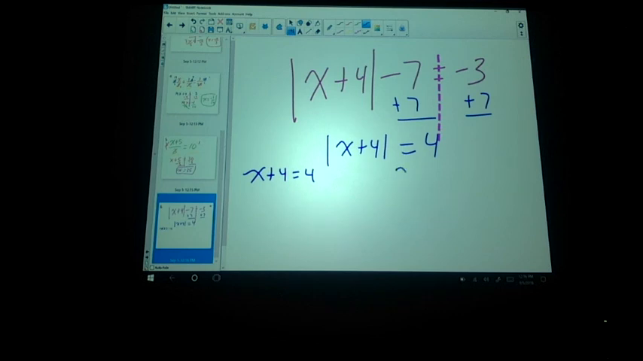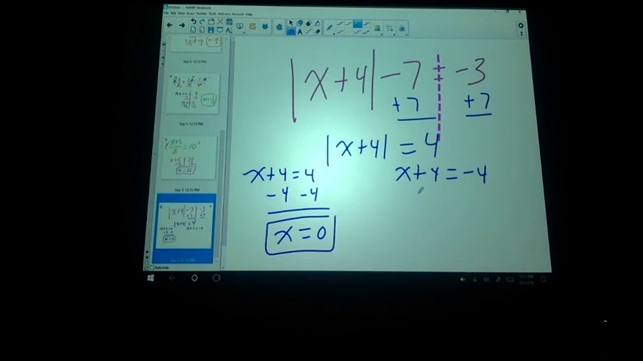And then I get x plus 4 equals negative 4. Awesome. So that's going to give me x equals 0. So that's one of my answers. What's negative 4 minus 4? Negative 8. Good. Okay. So do the arithmetic first, and then break it into the absolute value. And then we have one last one I wanted to show you.